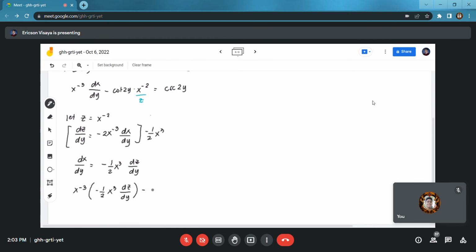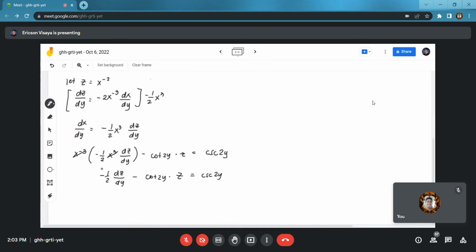minus cotangent 2y. So, alam naman natin ang x raised to negative 2, that is equal to z. Z is equal to cosecant 2y. Ito, cancel x raised to negative 3, cancel x cubed. By negative 1/2 dz over dy minus ang ating cotangent 2y times z is equal to cosecant 2y.